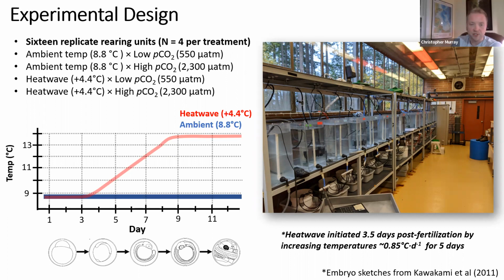And I crossed that with two CO2 levels. Control, about 550 microatmospheres, which is about what we were seeing in the surface water during the course of the experiment. And then high CO2, about 2300 microatmospheres, which is more than 5 times contemporary atmospheric CO2. But it does represent sort of the upper limit of acidification in this system by the end of the century.